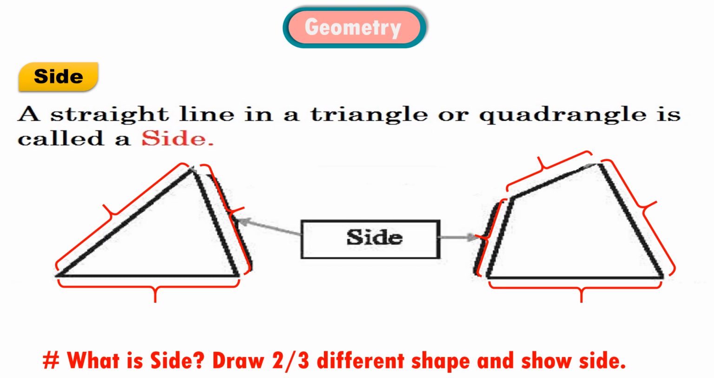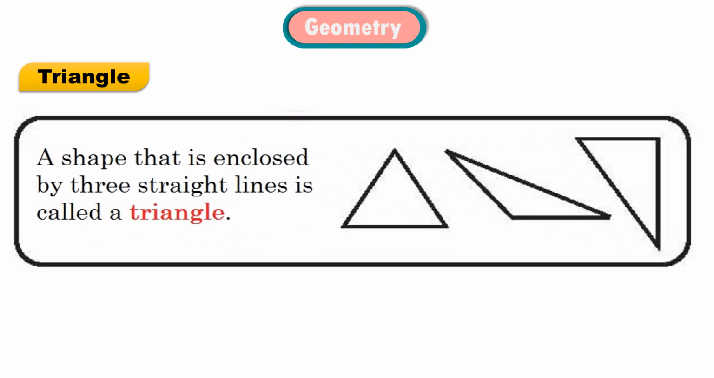And the next is triangle. Here we will first see the definition of triangle, and we will see the different kinds of shapes of triangle. First, the definition says: a shape that is enclosed by 3 straight lines is called a triangle. If you look into the picture, there are 3 different kinds of triangles. Why is the name of this shape triangle? Tri means 3, and angle is a part of different kinds of shapes.